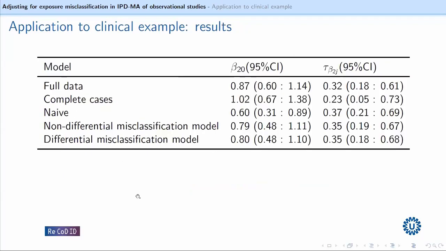If we look at the results here, if we focus on the beta, the true value in this case is 0.87. The complete case analysis overestimates it in this case, and the naive model greatly underestimates the beta. And both of the misclassification models are closer to the true value. Now, this is just one case, of course.